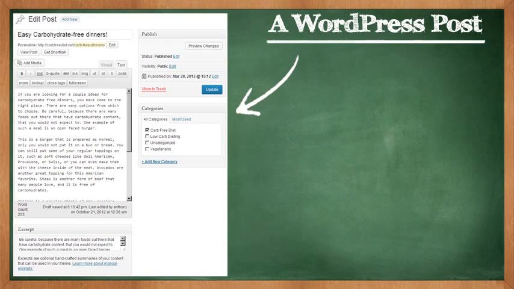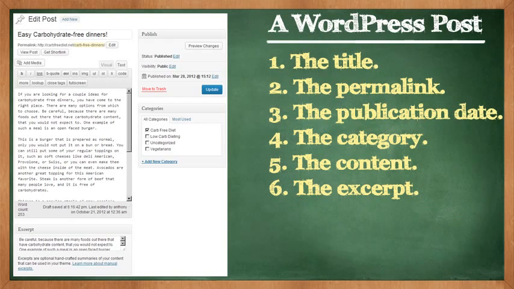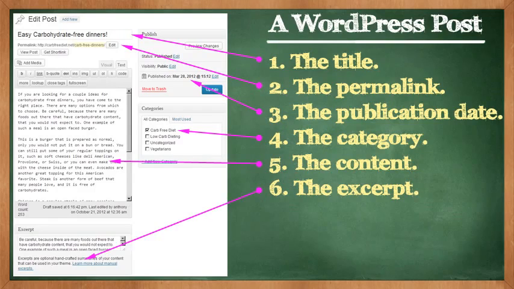Basically, a WordPress post has 5 major elements. The title, this is just the title of your article. The permalink, that's the little bunch of text that makes up your URL. The publication date, that's the date you want your post to go live. The category, it's just the category you've made for the group of posts. The content, just the article itself. The excerpt. A lot of people don't use the excerpt, but they should.